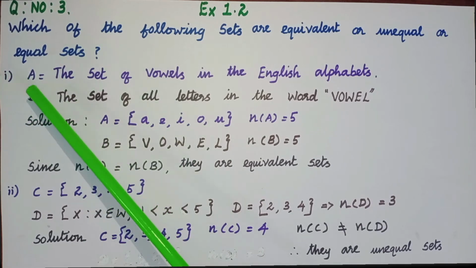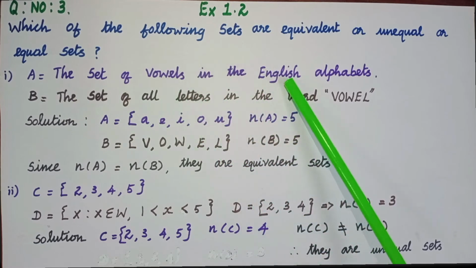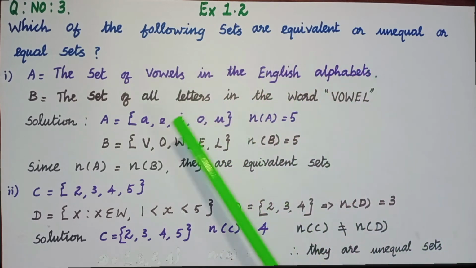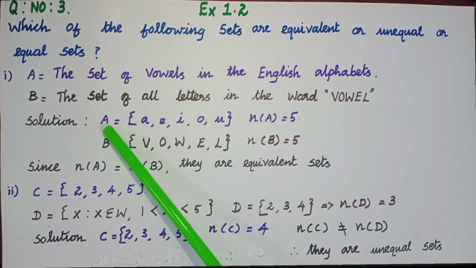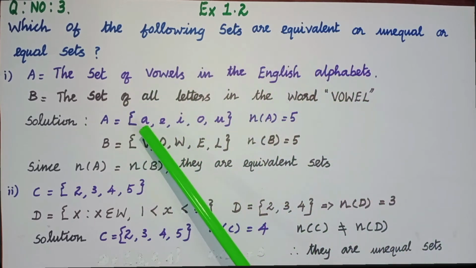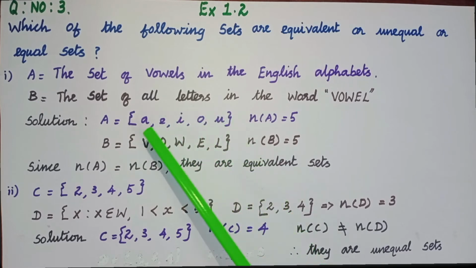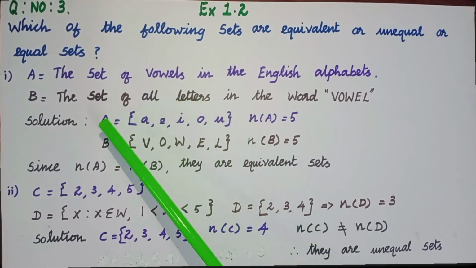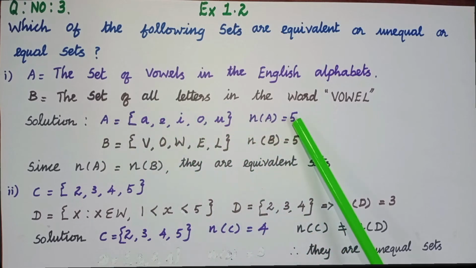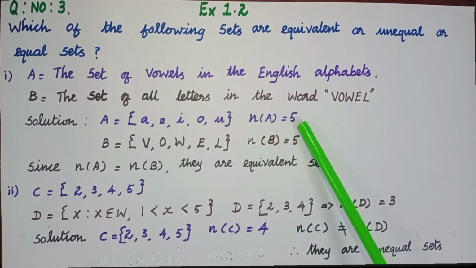First subdivision, set A equals the set of vowels in the English alphabet. Now we list the set A, the vowels in the English alphabet. So we know the vowels are A, E, I, O, U. The number of distinct elements in set A is 5. Therefore, the cardinal number of set A is 5.